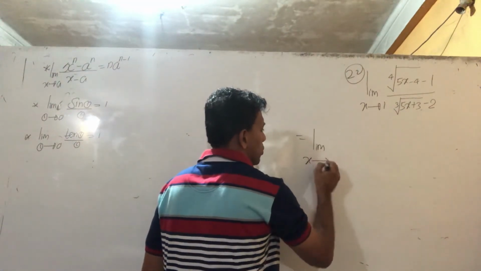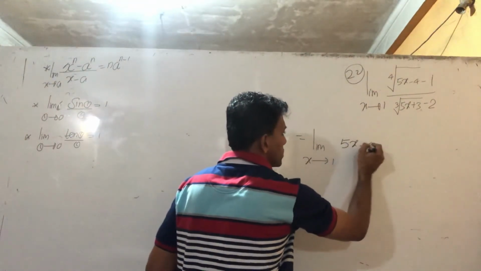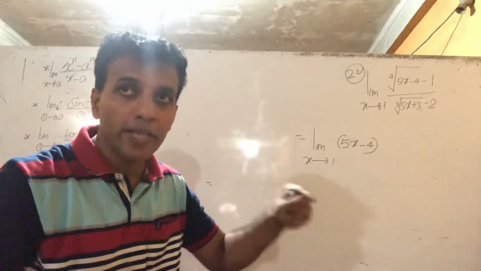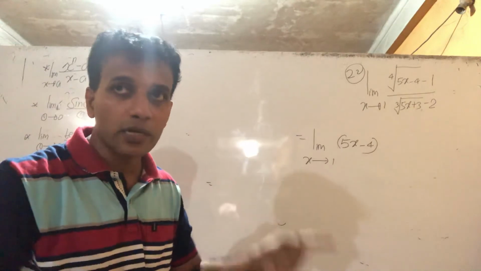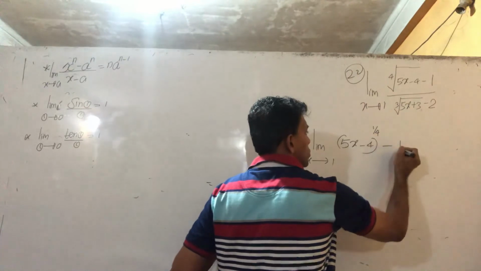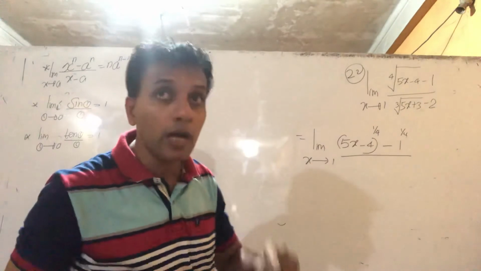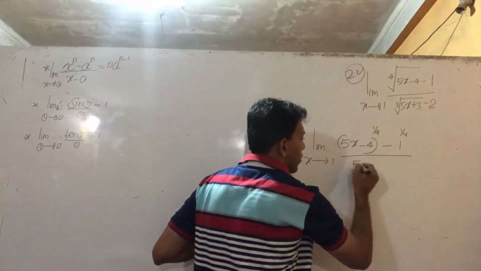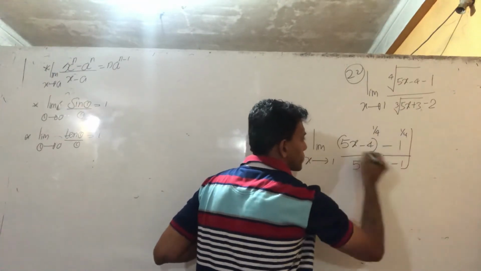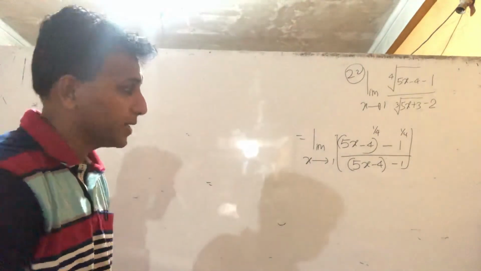So, limit x tends to 1 of (5x minus 4). You know that 4th root means power 1 over 4, square root means power half, and 3rd root means 1/3 is the power. So here the power is 1 over 4. Therefore I say 1 also has a power 1 over 4. Therefore, according to the theory, without the power, write 5x minus 4 minus 1.